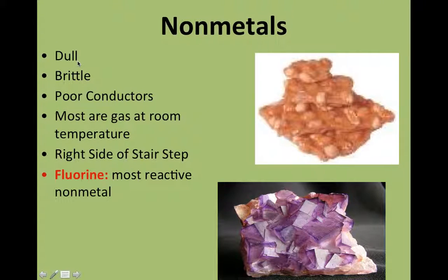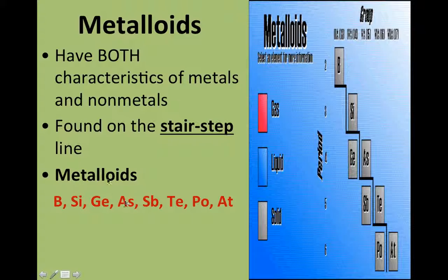Nonmetals, their properties: it's dull, it's brittle, it can break easy. They're poor conductors. Most of them are gases. Most of them are found on the right. And fluorine, which is on the right side, is the most reactive nonmetal. Metalloids, when we look at them, have characteristics of both metals and nonmetals. And they're found on that little step, and we call it the stair-step line. It's a black line that divides the metals from the nonmetals. And this lists all the metalloids that are found on there.